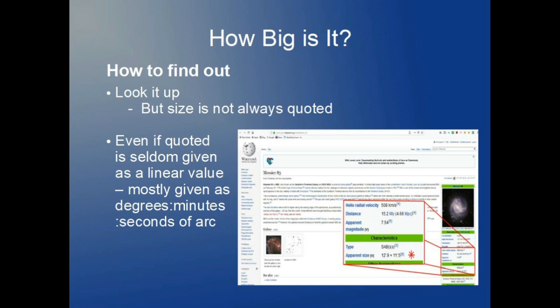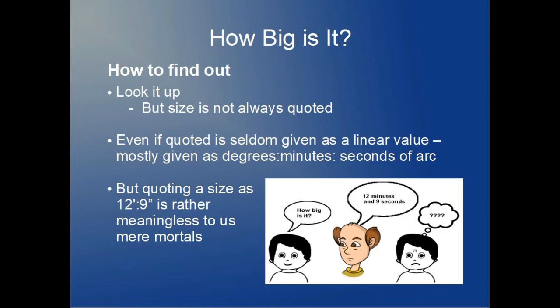Take this article from Wikipedia, for example. It describes the spiral galaxy Messier 83. Now, for us Southerners, M83 is an important, big, bright galaxy that's quite easy to observe. And yet, while the article quotes M83's distance as 15.2 million light-years, it only gives its size as 12 and a bit minutes of arc. Now, I don't know about you, but for me, 12 and a bit minutes is rather meaningless. What I want to know is what its linear size is in light-years.